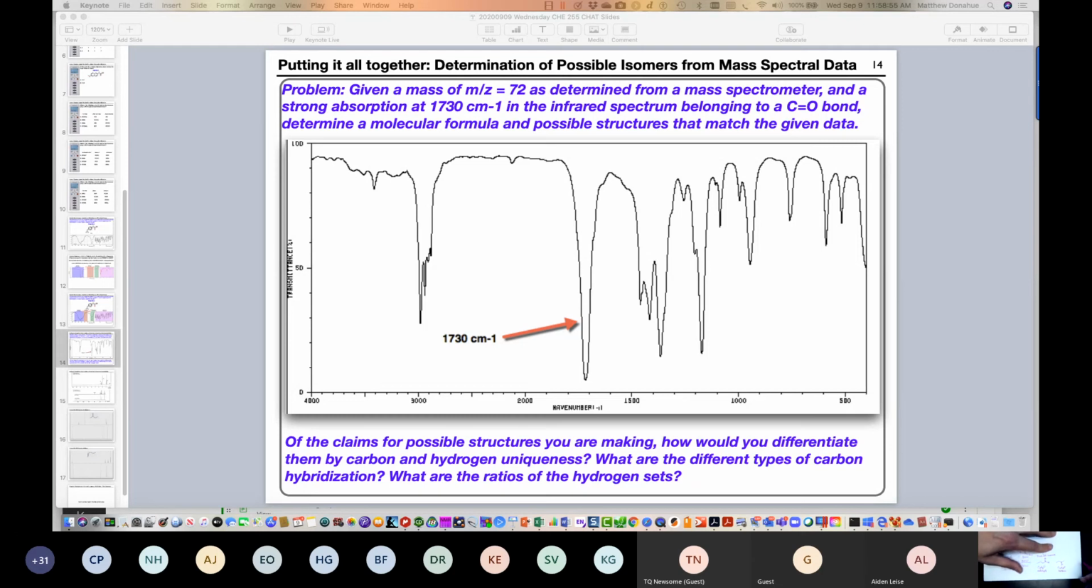So there's actually one more isomer that we can draw, which I'm just going to put down because we're sort of running out of time. So there's a 3 carbon chain. There's a carbonyl. This is also C4H8O, and this is an aldehyde. So those are 3 possibilities that all contain a carbonyl group. So what the last question was asking you, how do you differentiate them by carbon-hydrogen uniqueness? How many different types of carbon hybridization are there, and what are the ratio of the hydrogen sets?